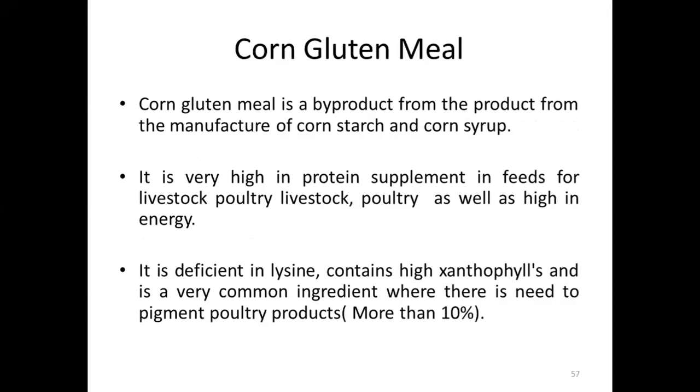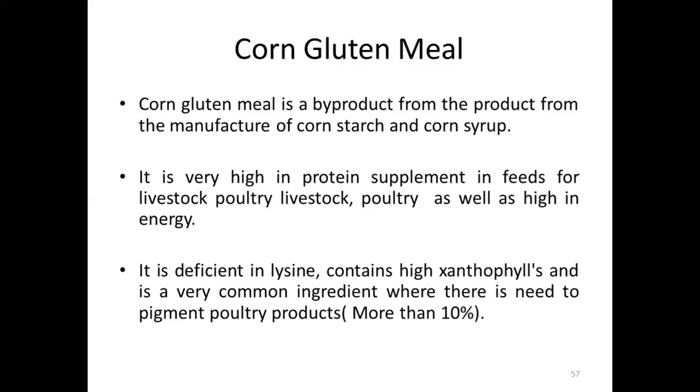Another energy source we can see is corn gluten meal. It is a byproduct from the manufacture of corn starch and corn syrup. It is very high in protein, a supplement in feed for livestock and poultry, as well as high in energy also. It is deficient in lysine, contains high xanthophylls, and is a very common ingredient where there is a need for pigment, like feed color or pigment in poultry products.